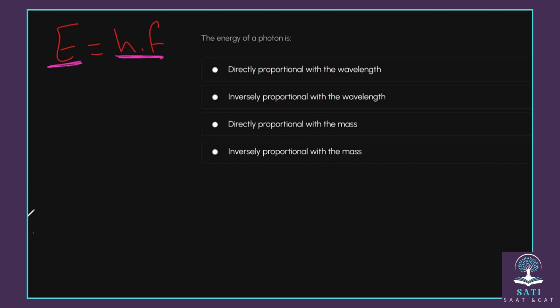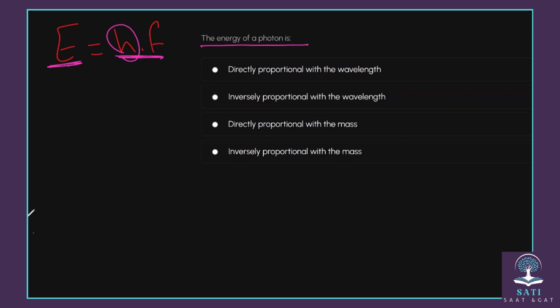Since h is a constant, it will not increase and it will not decrease. So we just have to compare E with f. As long as both of them are in numerators and on both sides of the equal sign, we say they are directly proportional. So with increasing frequency, there will also be an increase in the energy. So the energy of a photon is directly proportional to the frequency.